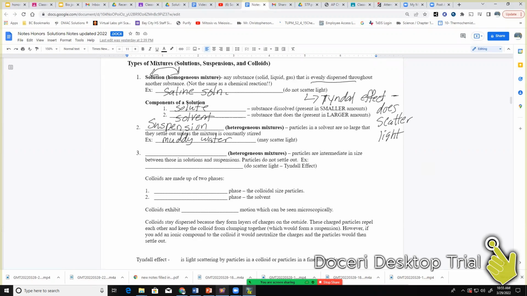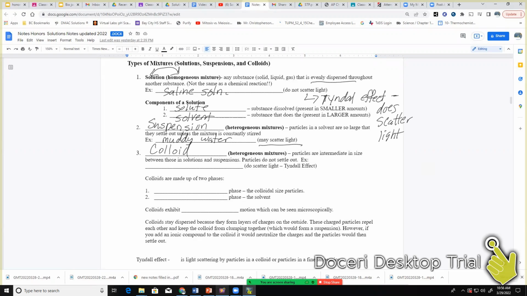Anything, if it stands there for a while, then it's going to settle out of solution, and it may scatter light. It may or may not. Then the other one under here comes my colloid. And both of those are heterogeneous mixtures.